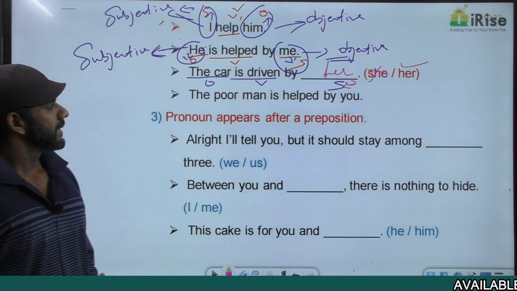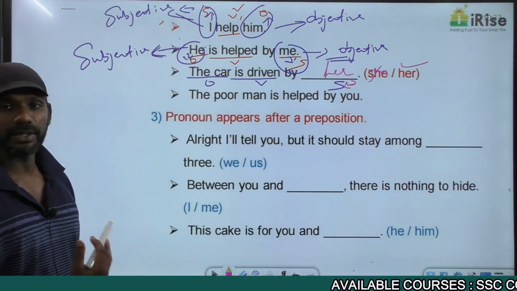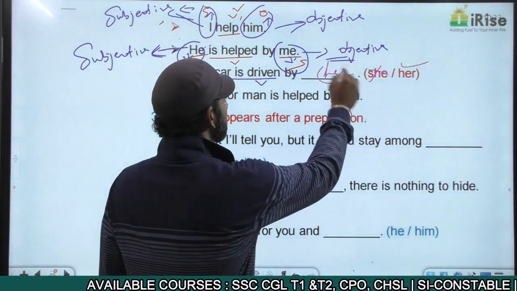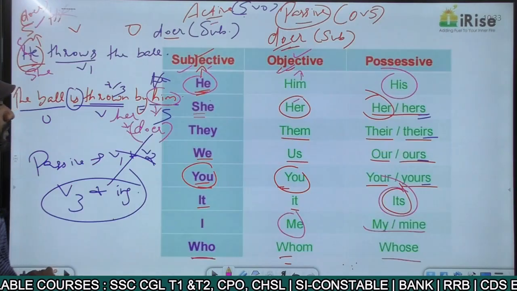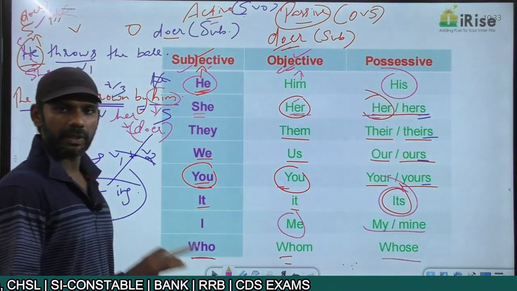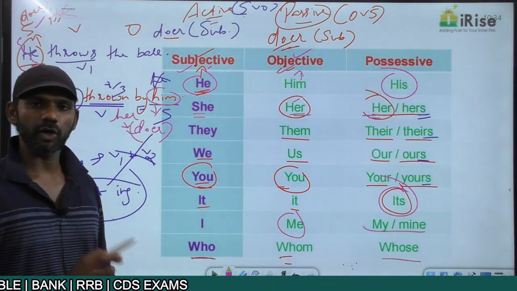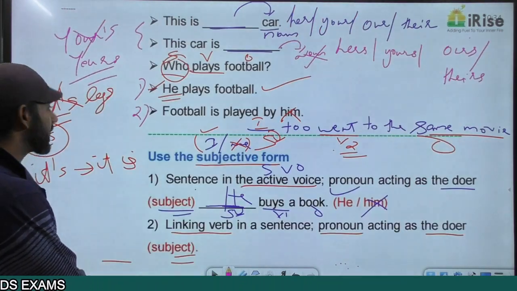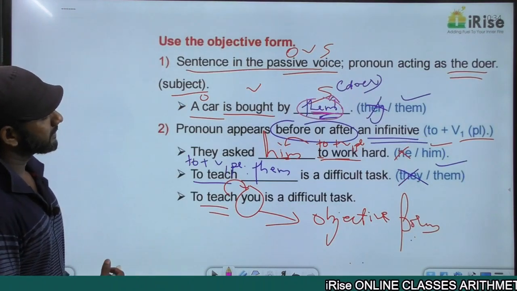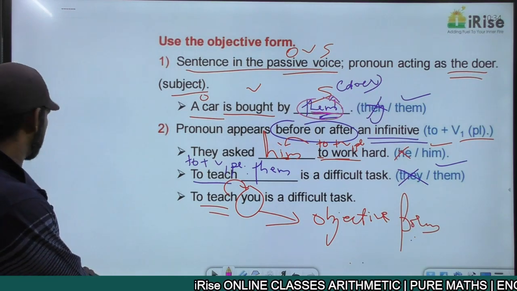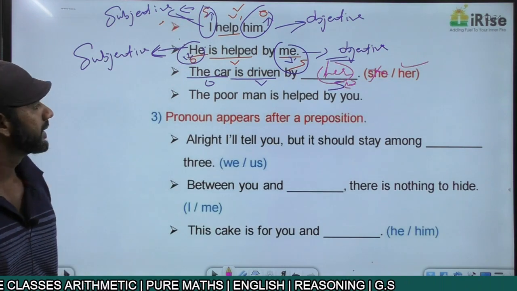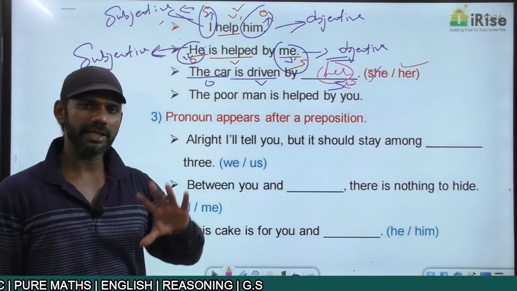Next statement. The poor man is helped by you. Now come to the previous statement. The car is driven by her. The pronoun her is both objective and possessive. I told you, based on the rules, you must be able to identify whether her in a sentence is objective or possessive. Come to the same statement once again. The car is driven by her. In this sentence, her is objective or possessive.